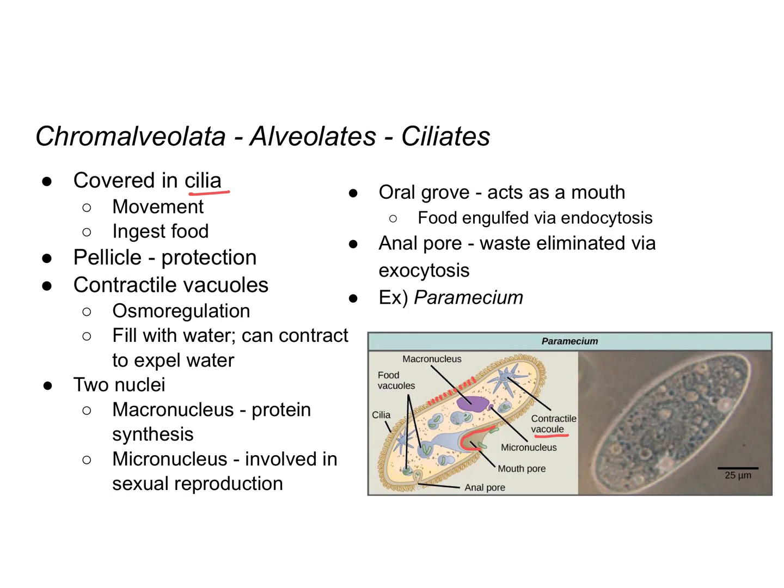And remember, they can use their cilia to essentially create a current of water that brings food towards that mouth pore or oral groove. They also have an anal pore, which is how they can eliminate waste via exocytosis. And one example of a ciliate is the paramecium, which you can see in the picture down here.